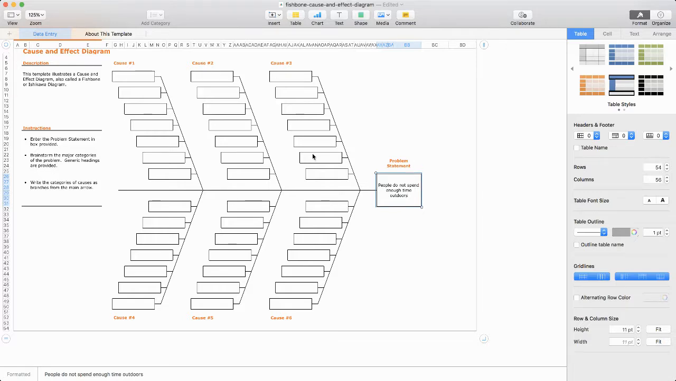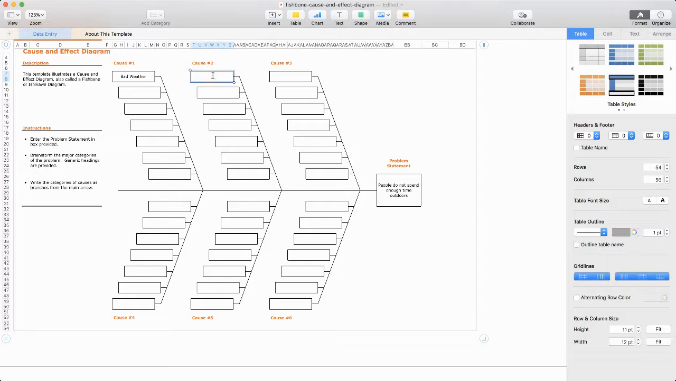Now I want to go through all the different causes that might go into the reason why people do not spend enough time outdoors. Another way you could frame it is as a how-might-we statement: how might we convince people to spend more time outdoors? So looking at the problem, cause one could be inclement weather, just bad weather.